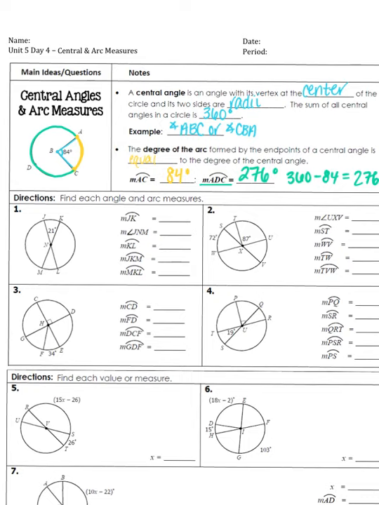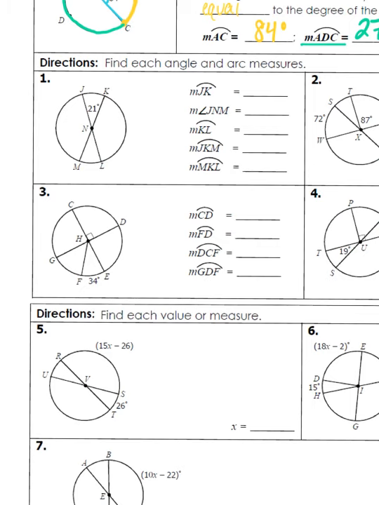All right, we're going to do a couple of examples, and then you guys are going to work on the other ones and check your answers with the video. All right, so we'll just do the odds together, and then you guys are going to try the rest on your own. Okay, so find each angle and arc measure. All right, so let's take a look.